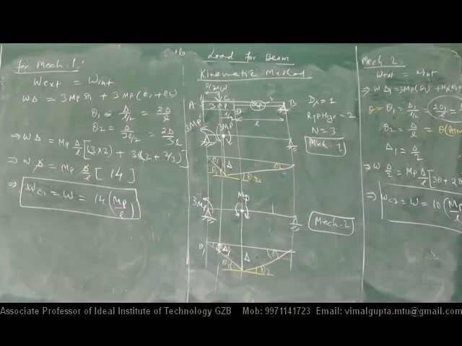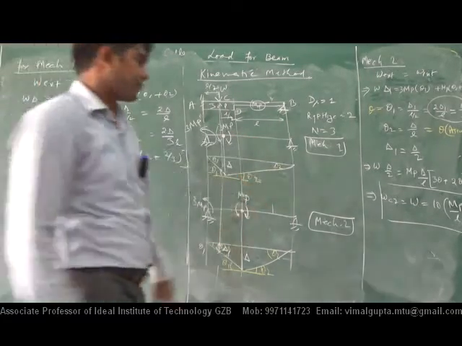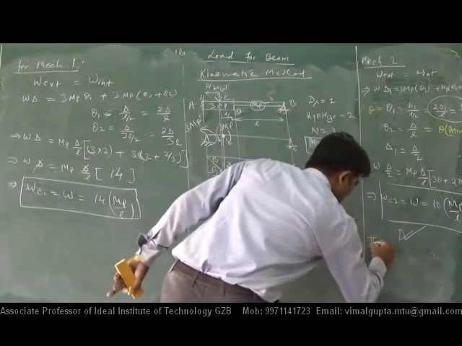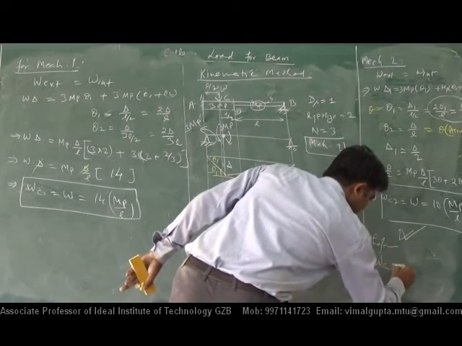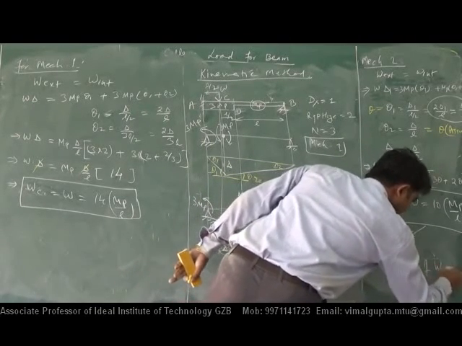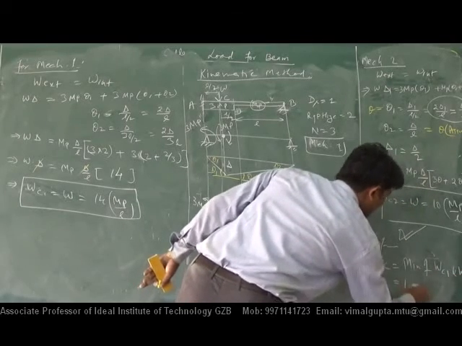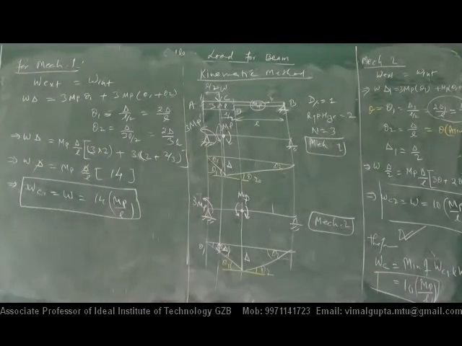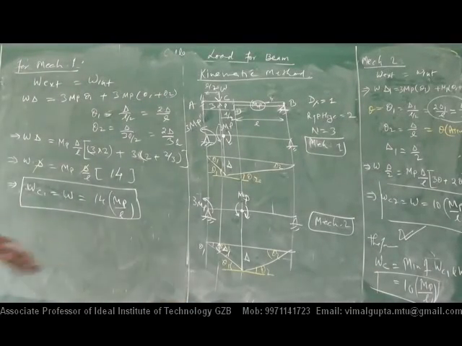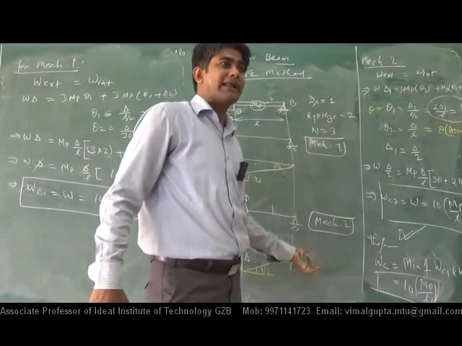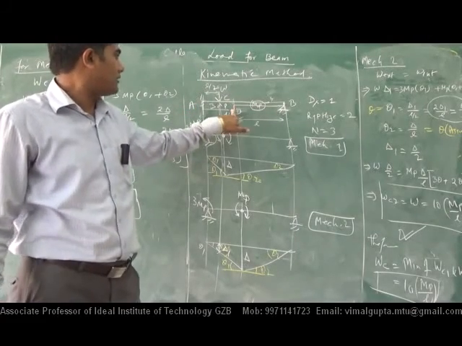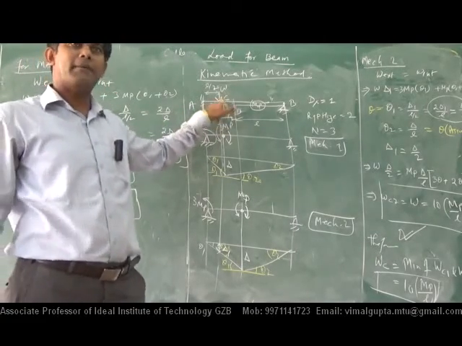So what should be the value of the collapse load for that case? Write down. Therefore collapse load will be minimum of WC1 and WC2, and therefore it is 10 MP by L. It is 10 MP by L. What it means? The assumed mechanism, that mechanism is correct. Means plastic hinge will form simultaneously at point A, D. Here it will form later.